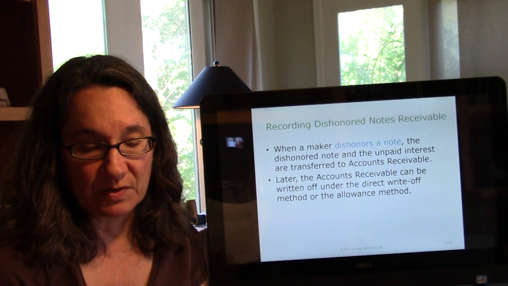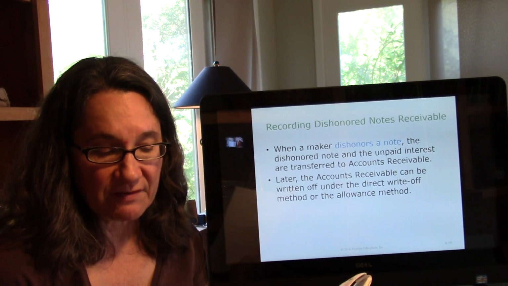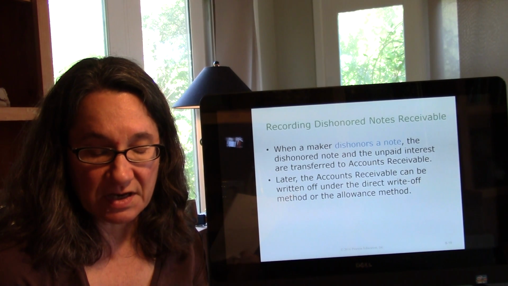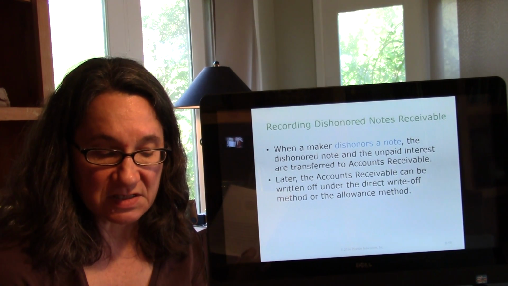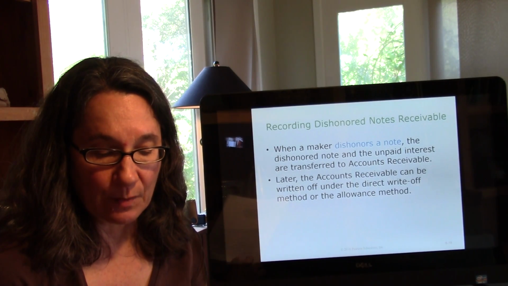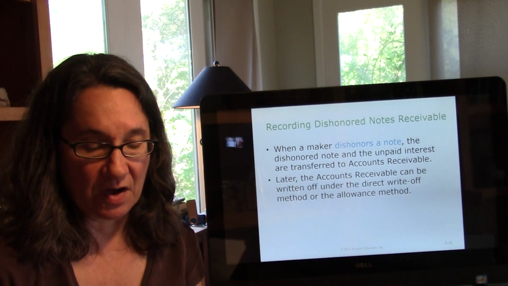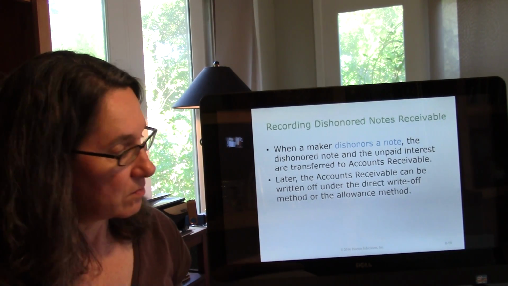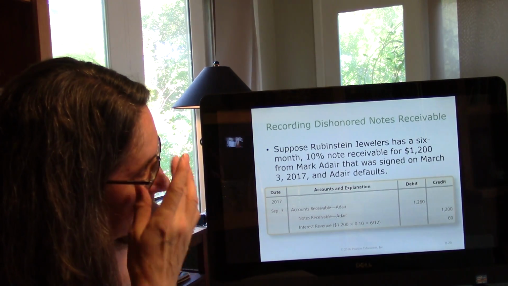When a note receivable is deemed uncollectible or goes into default, it is often first transferred to an account receivable along with any unpaid interest. We then apply our account receivable policies to determine when this new account receivable will be written off. So, let's take a look at this.